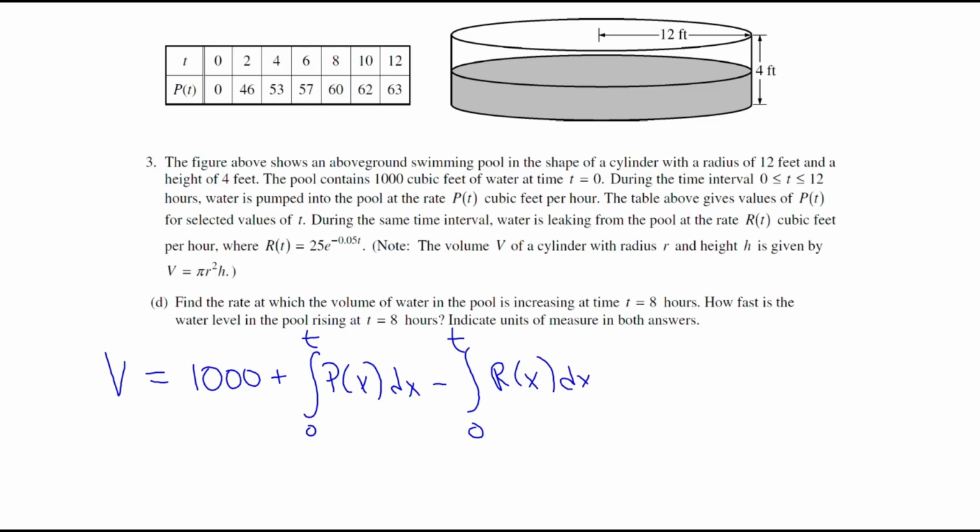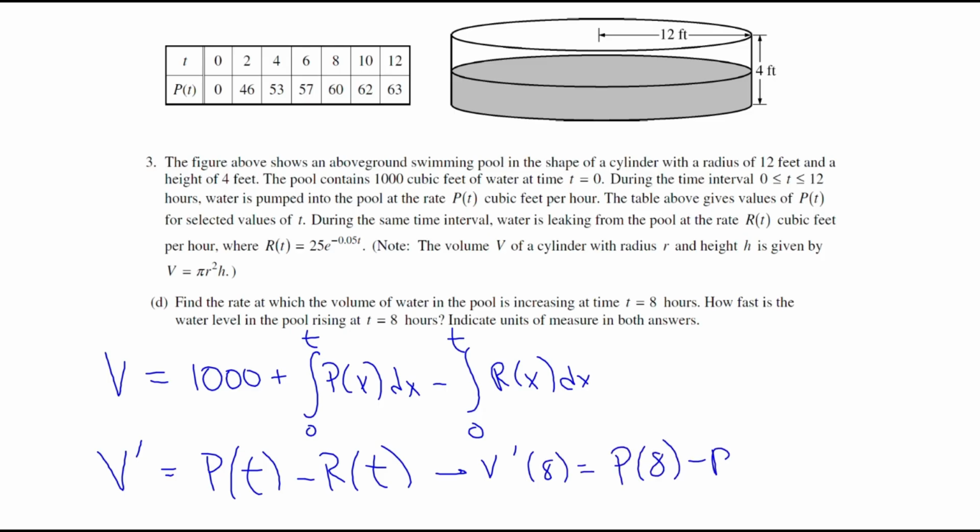minus the integral of the rate at which it drains, which was capital R. And so to find the rate at which that volume is increasing at t equals 8, we want V prime. Well, V prime is just going to be the derivative of 1,000, which is 0, and the derivative of the integral of P from 0 to t. So that's the first part of the Fundamental Theorem of Calculus. That's just P of t. And the same with R. It's just R of t. The derivative of an integral from a constant to a variable of a function is just the function in terms of that variable. And so to find that rate of change of the volume, we want V prime of 8. So that should be P of 8 minus R of 8.